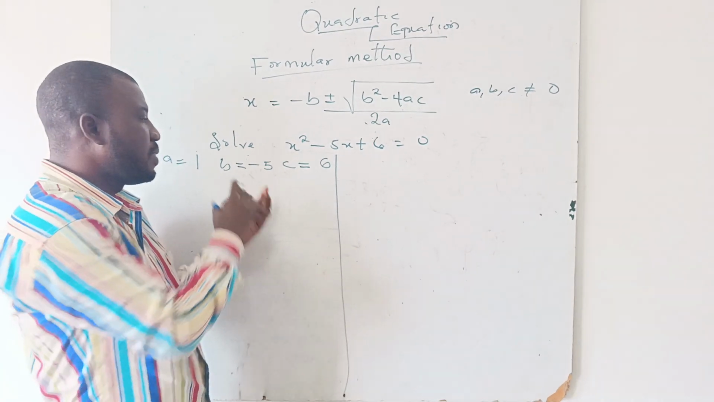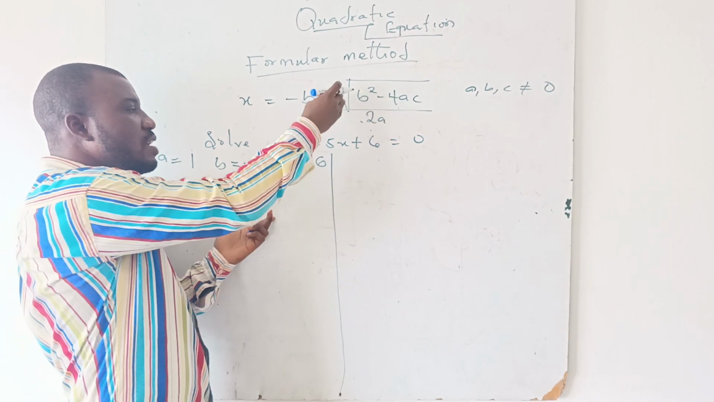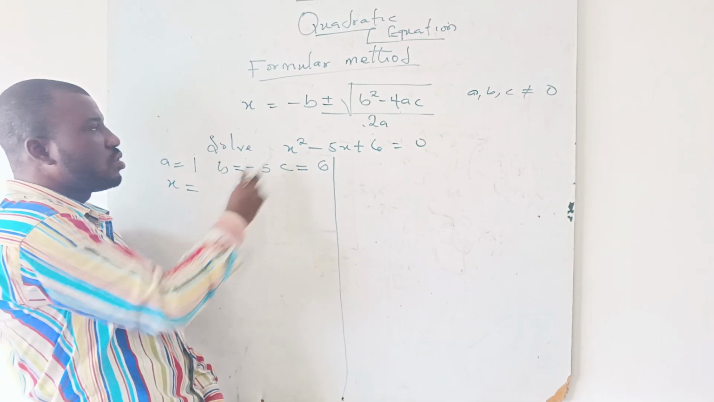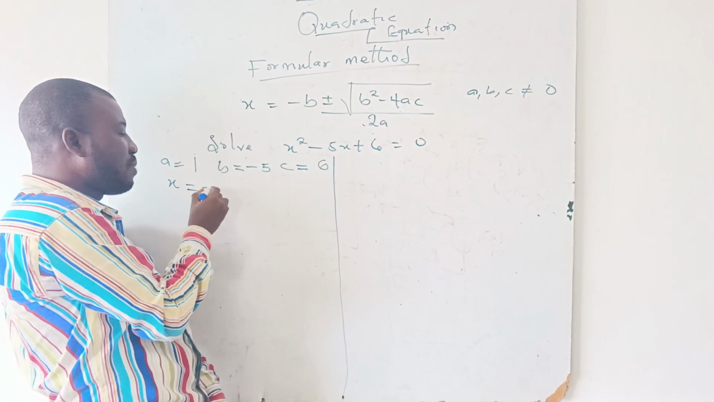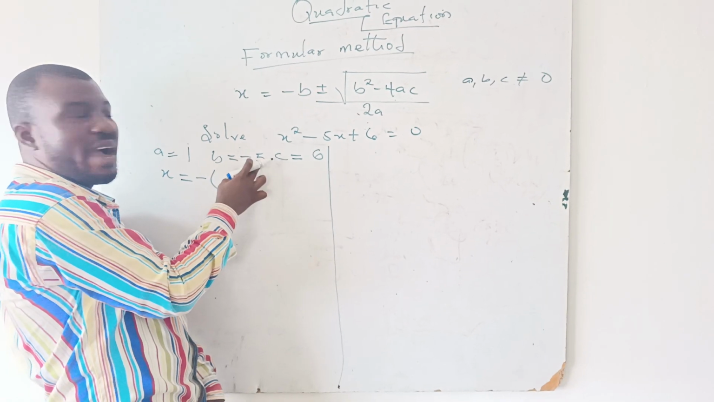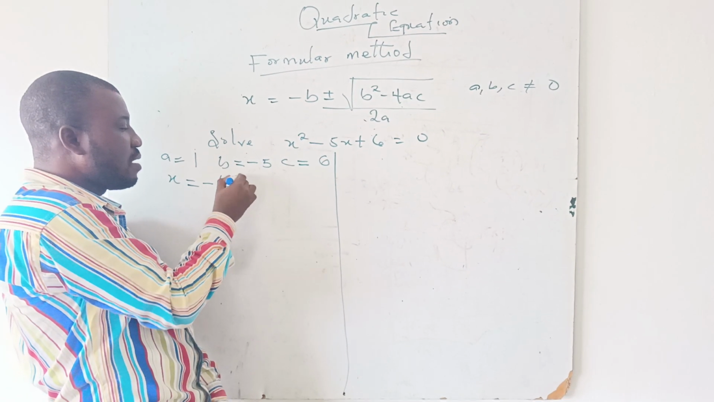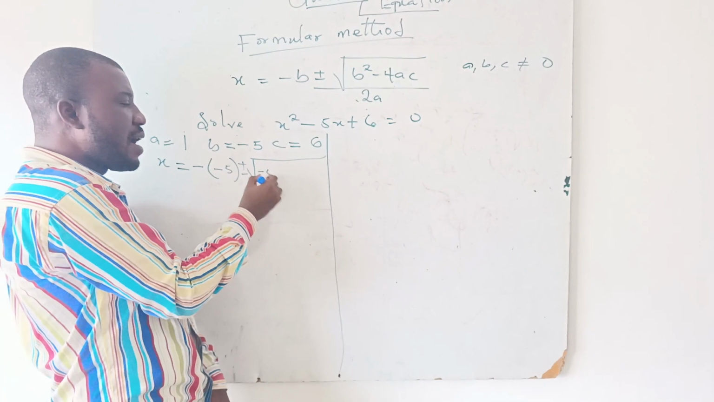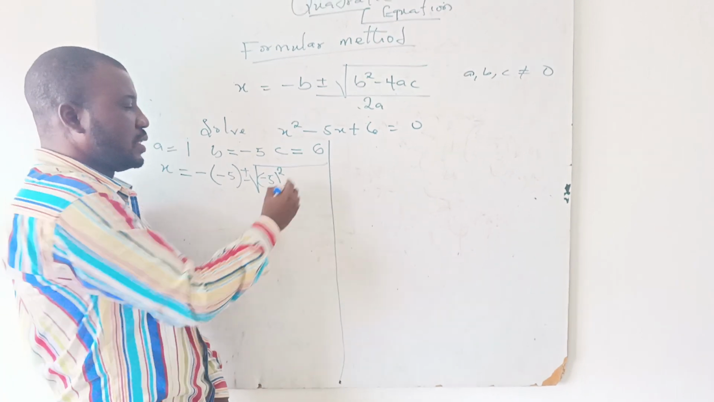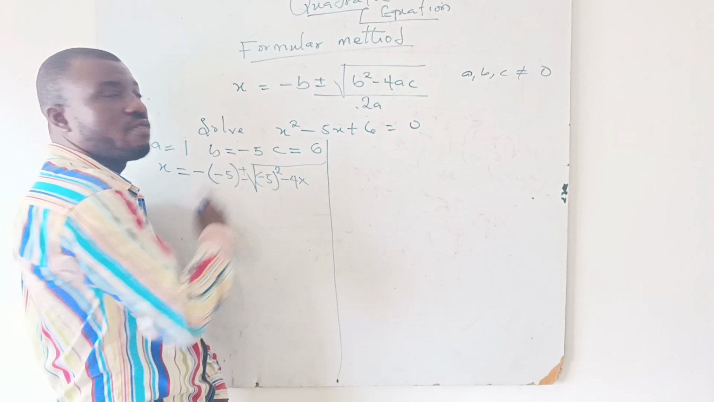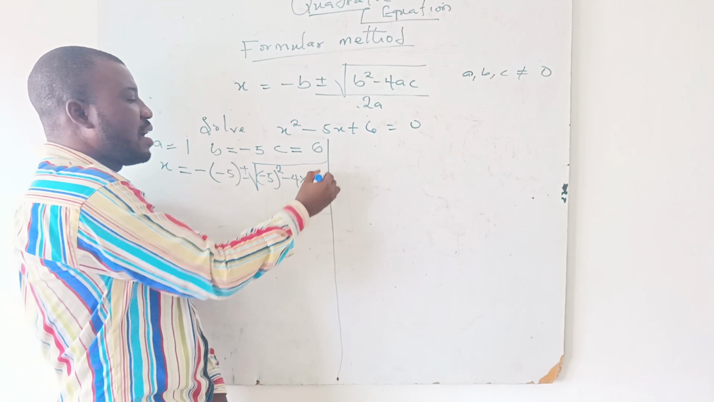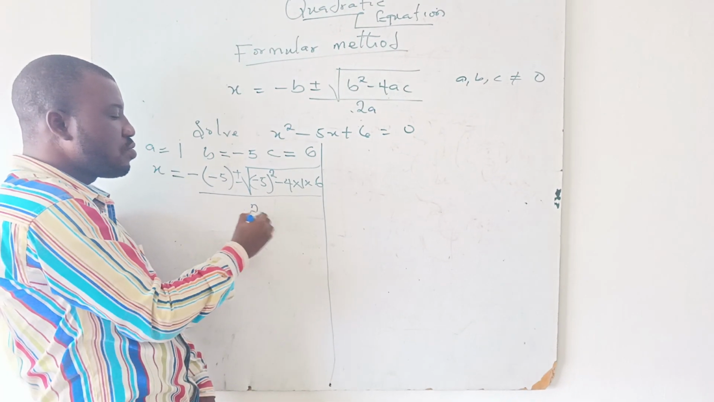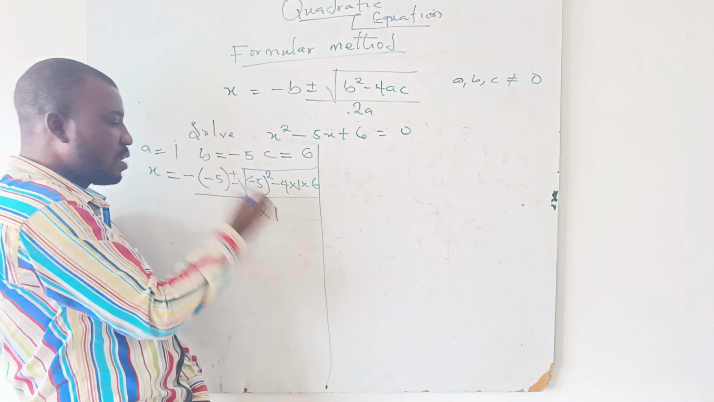Now, after doing that, you can put your a, b, and c into the formula. So using the formula, we have x equals, so this is minus b, that's minus into bracket, our b is minus 5. So we have minus minus 5 plus or minus square root of, then b squared is going to give you minus 5 whole squared. Then minus 4ac, that's 4 times your a, then times your c. And everything divided by 2a, which is 2 times the value of a, that is 1.